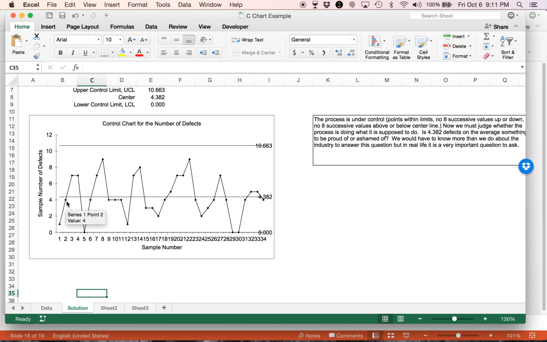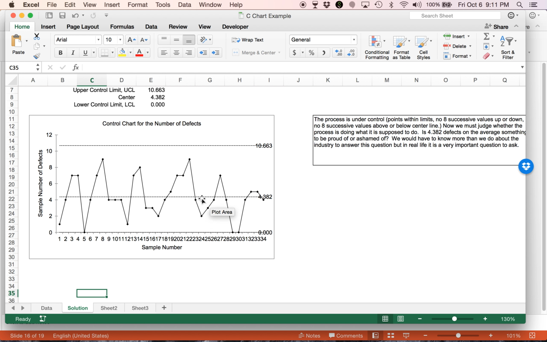So now we're looking for any sort of runs. Do we see any runs going up or down? We have 1, 2, 3, 4 up. That's no problem. Here's 1, 2, 3, 4, 5, 6 up. That's not a problem either. So we don't really see anything that's indicative of a run up or a run down, and we also don't see any 8 above or 8 below, and we see about half above and half below. So this process looks like it's under control.